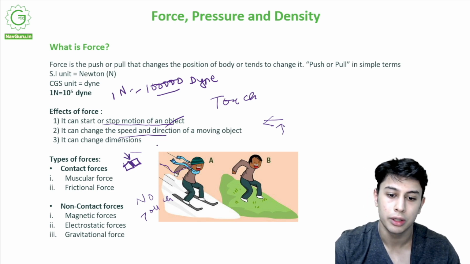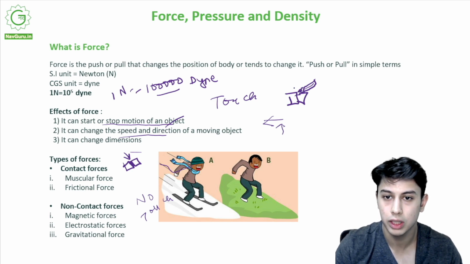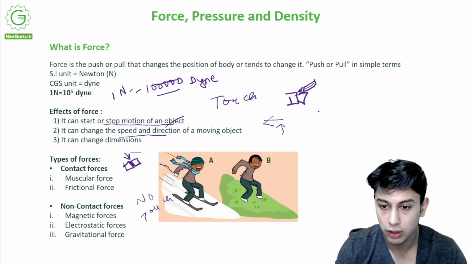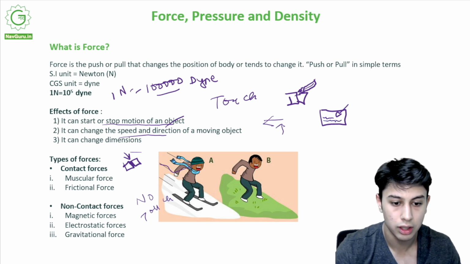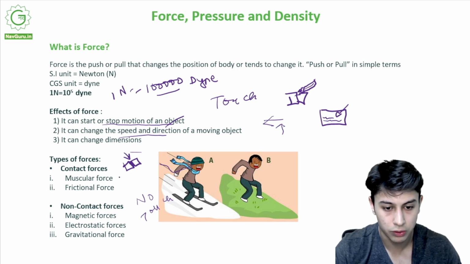Supposedly there is a notebook and there is a pencil. A pencil and a notebook are constantly in contact, touching each other. That's why you are able to write. Now there are two types of contact forces. One is a muscular force, one is a frictional force.